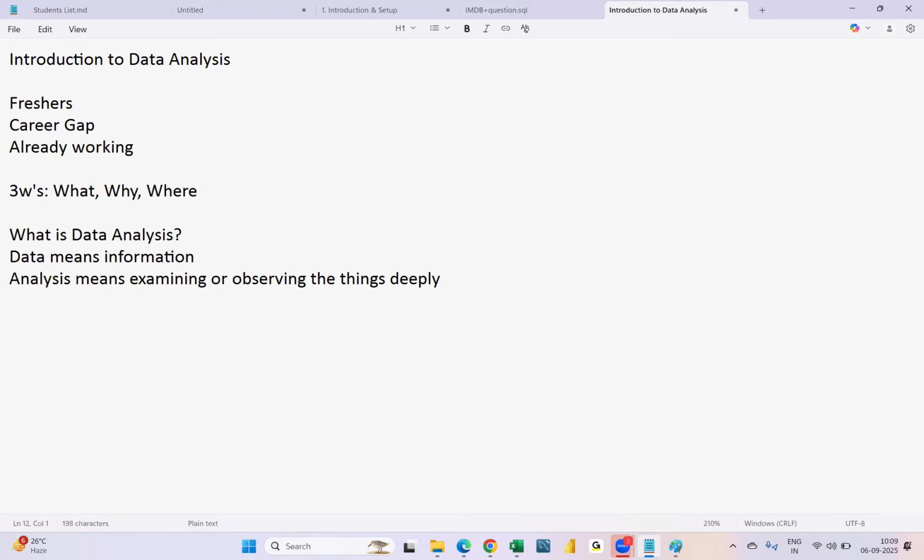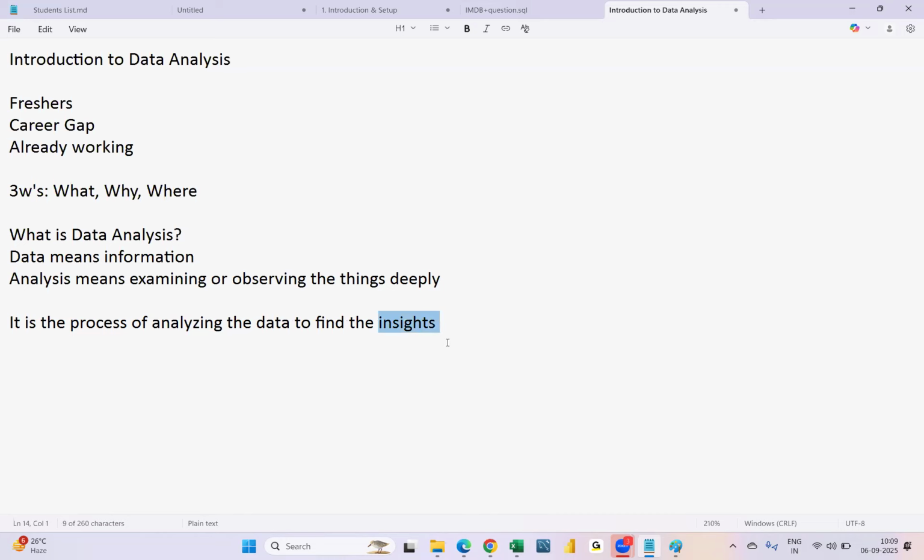In data analysis, you take some information or data. You observe that data deeply and find what is present in that information. That is called data analysis. The overall definition says that it is the process of analyzing the data to find the insights. So the new word for you is insights.